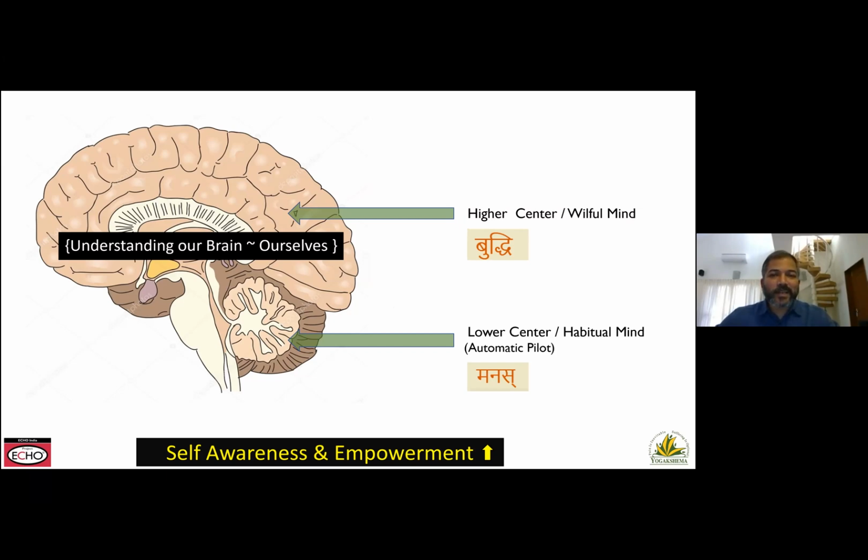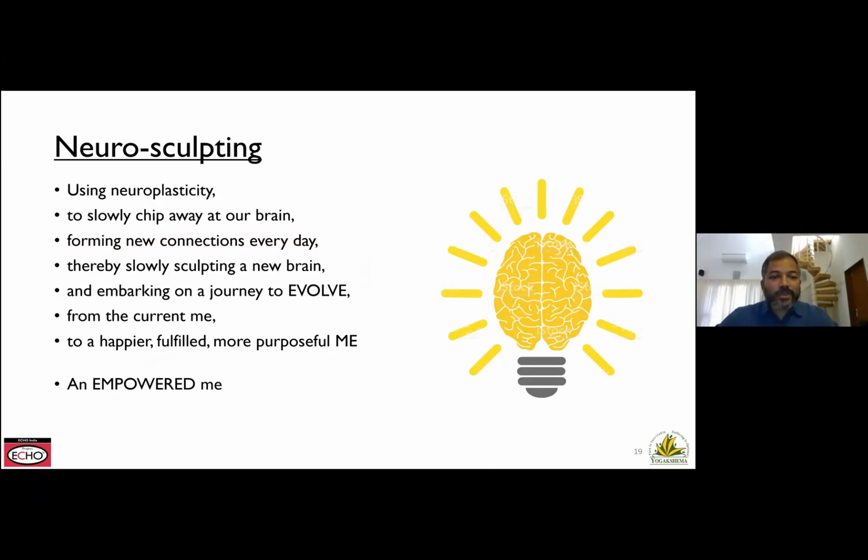So really, neurosculpting is only this. It's to slowly chip away at our brain, forming new connections, like we saw in the video, every day, thereby slowly sculpting a new brain and embarking on the journey to evolve. Evolve from what to what? From my current me to a more fulfilled, more purposeful, and more empowered self. The thing is about me, the tools are about me, the action is myself doing some action with me, not with anybody else.